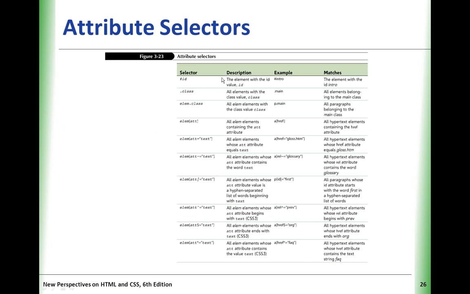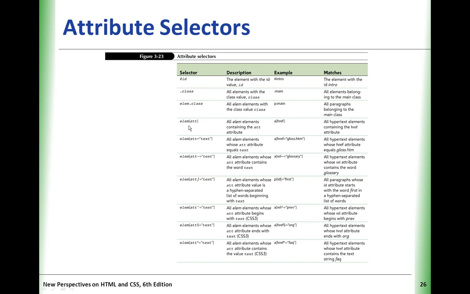So we can name something, like we've done in the previous assignments, with an ID, and then anything in that element we can say is going to look a certain way. We can give it a class, which means all elements with that value can look a certain way. Class is written like this. We can have paragraphs belonging to the main class. This is the syntax, an example: paragraph within the main class.